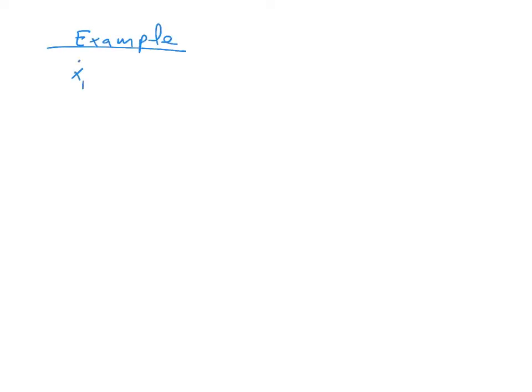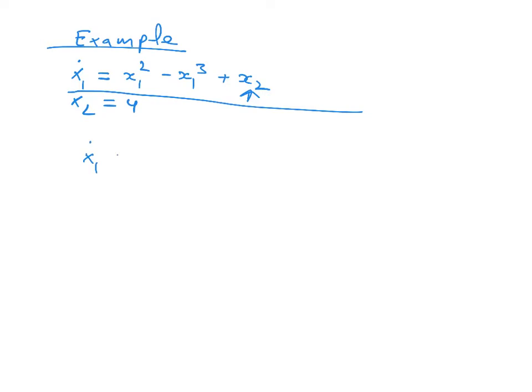So x1 dot equals x1 squared minus x1 cubed plus x2, and then x2 dot equals u. So the goal is to take x1 and x2 to the origin. Let's deal with the first equation itself. The first equation says x1 dot equals x1 squared minus x1 cubed plus x2. In this case, x1 is our eta.